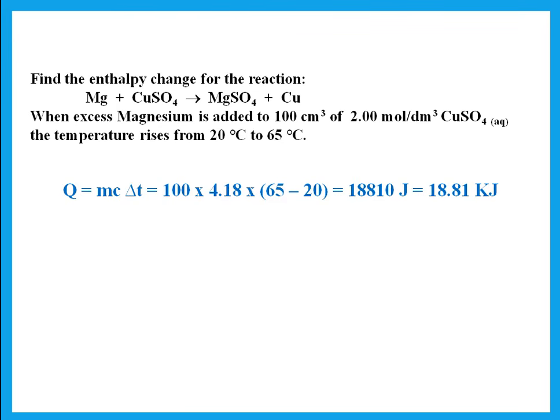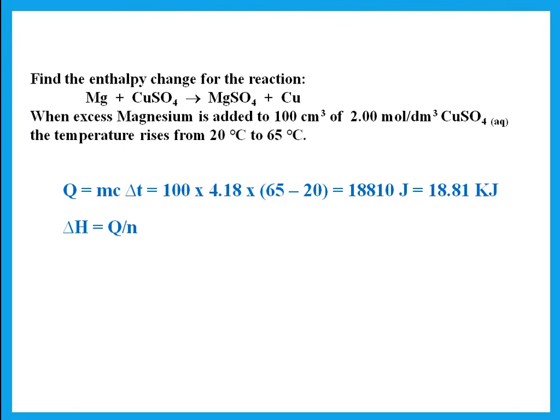That means 100 grams times C, we said C is always 4.18, times the difference in temperatures, 65 minus 20. That comes out to be a number in joules. Remember that the number that comes out for Q from this equation is in joules. Usually it's a big number. So if we divide it by 1,000, then the answer is in kilojoules.